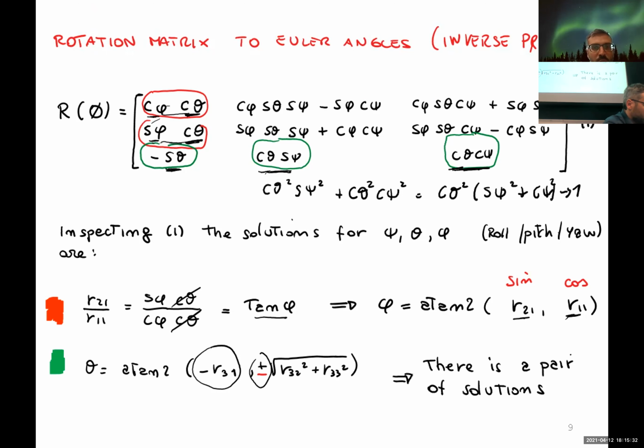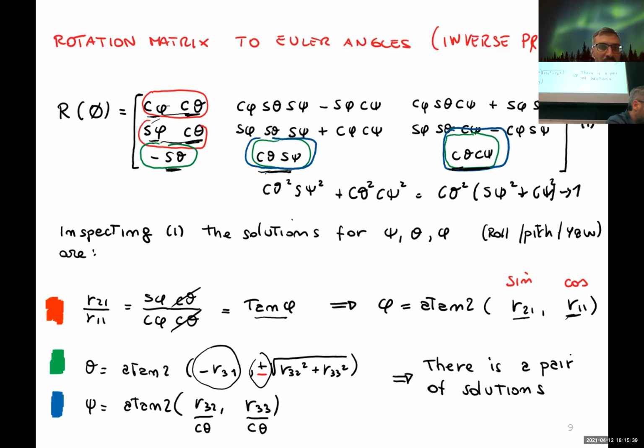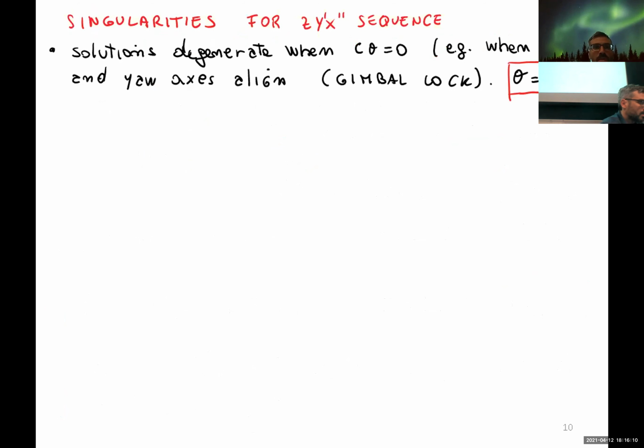And for the third one, the phi, we consider only these two terms. We do the atan2 of this, this one, and divide by cos theta. And again, we see here that whenever cos theta becomes 0, we have issues. So this is at 0. What does it mean having cos theta equal to 0? It means that we are in singularities. So the solutions degenerate whenever cos theta is equal to 0.